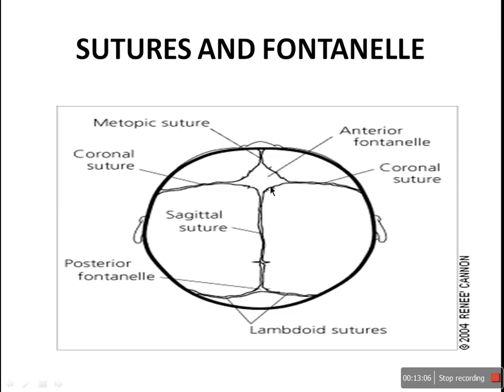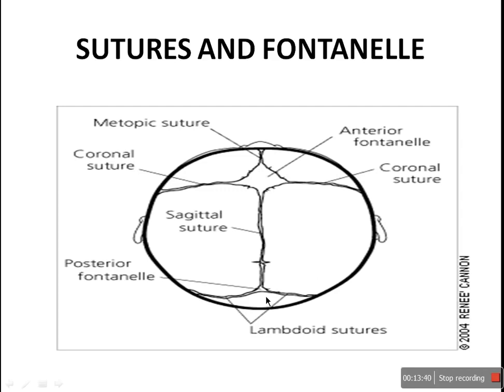What are the sutures meeting here? Sagittal suture, coronal suture, frontal suture. These are the sutures meeting here. This is called the anterior fontanelle, otherwise called the bregma. Usually it is diamond in shape. You can see here the shape of the anterior fontanelle is diamond, and it will close by 18 months of age. When the child becomes 18 months, that time only this anterior fontanelle will close.